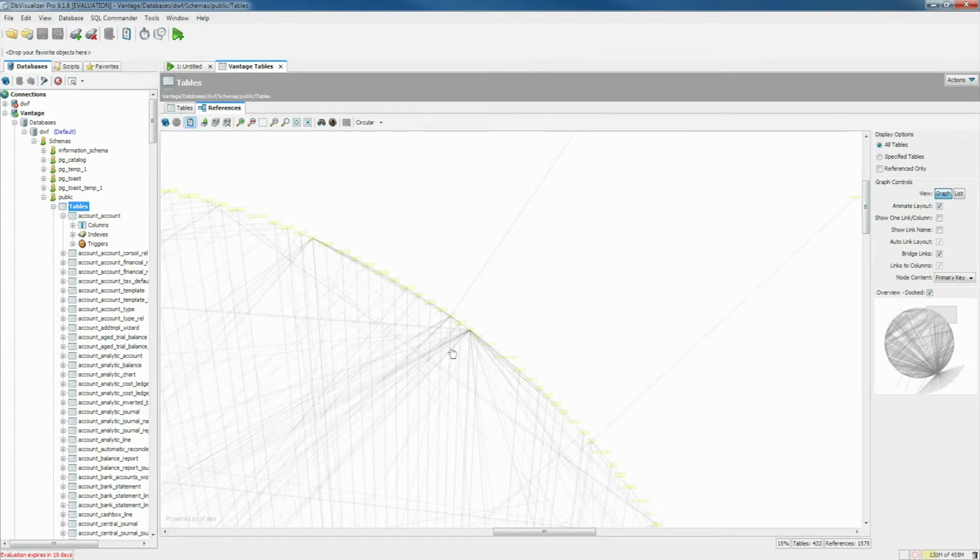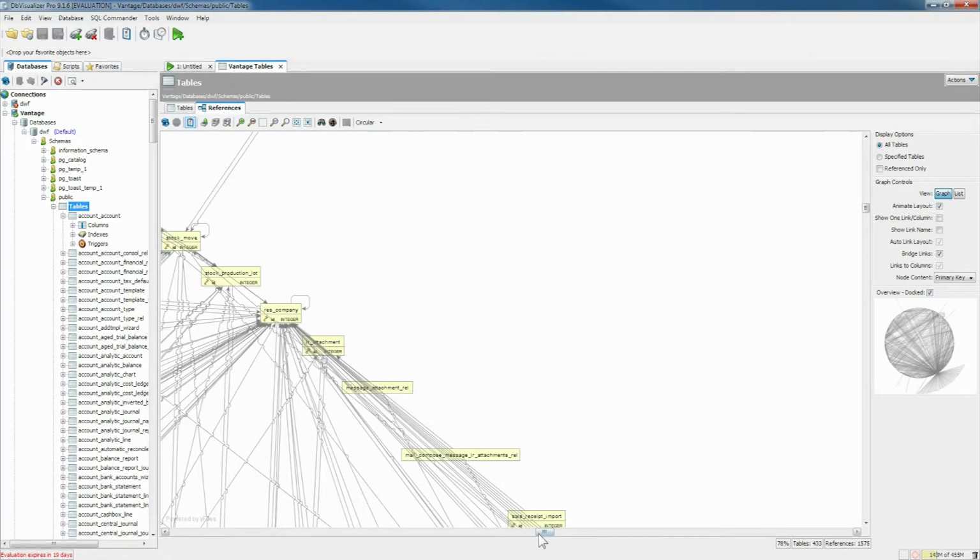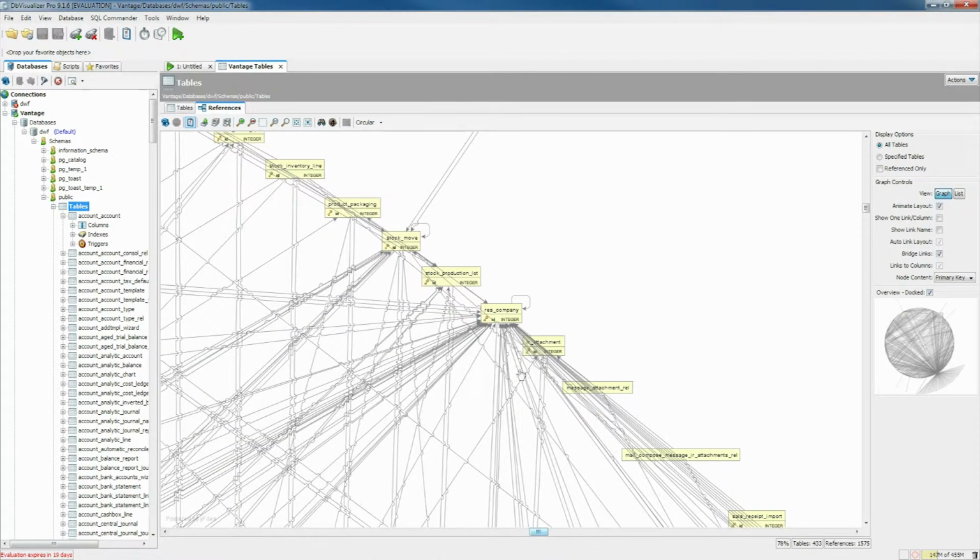Again, we have a heavily connected table there. Company. Okay, well, it makes sense. So we have user and we have company. It makes sense those are heavily linked tables.